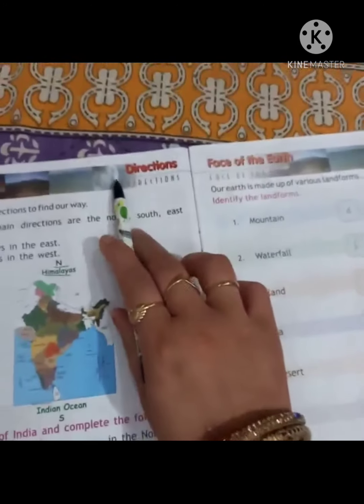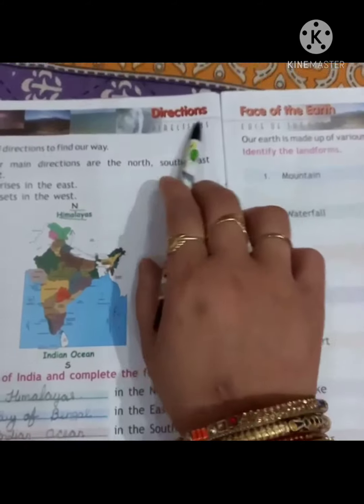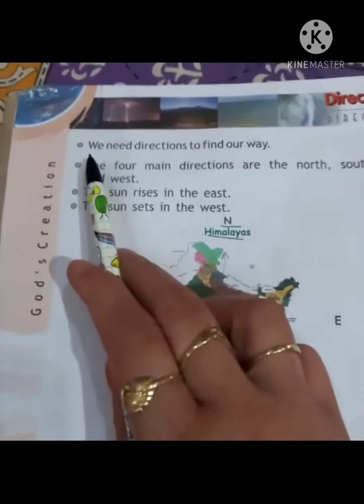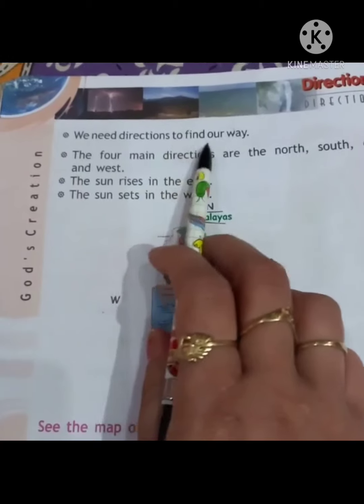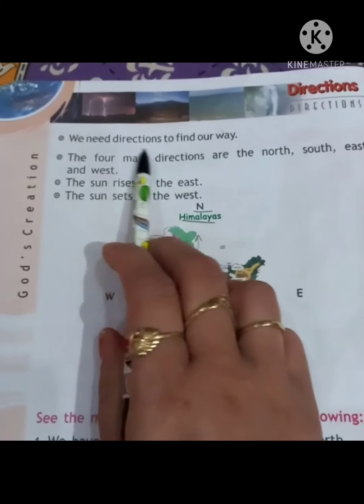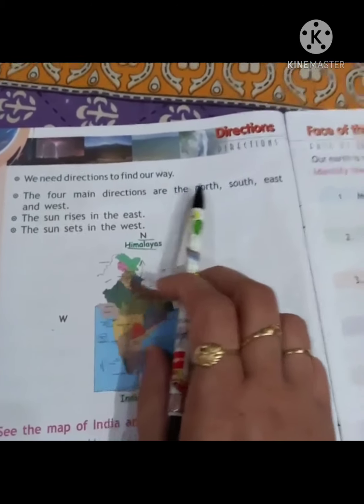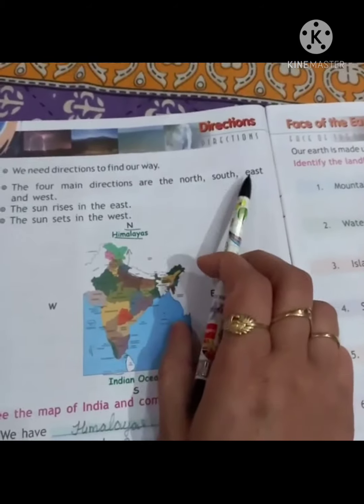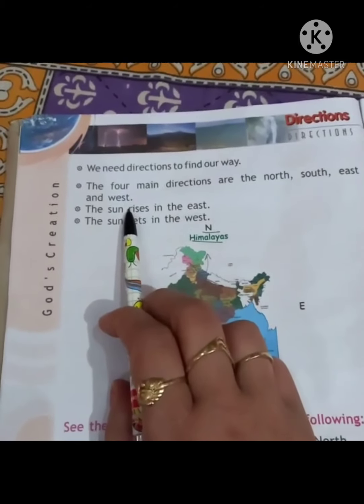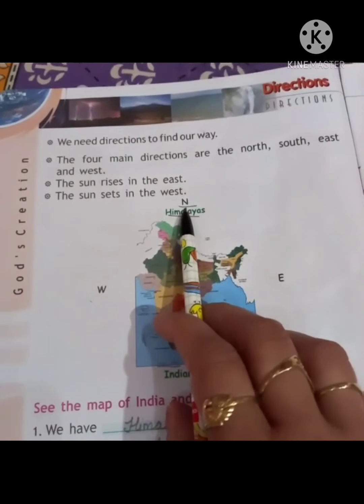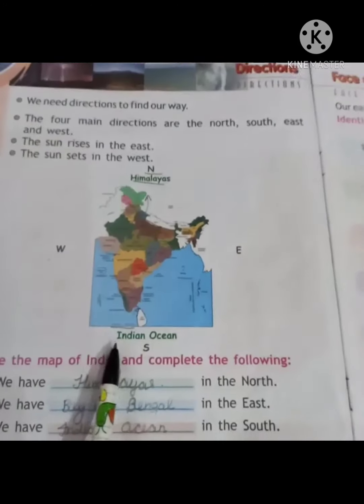The topic is directions. My dear students, we need directions to find our way. The 4 main directions are the north, south, east and west. There are 4 major directions that are N represents for north, W represents for west, E represents for east and S represents for south.